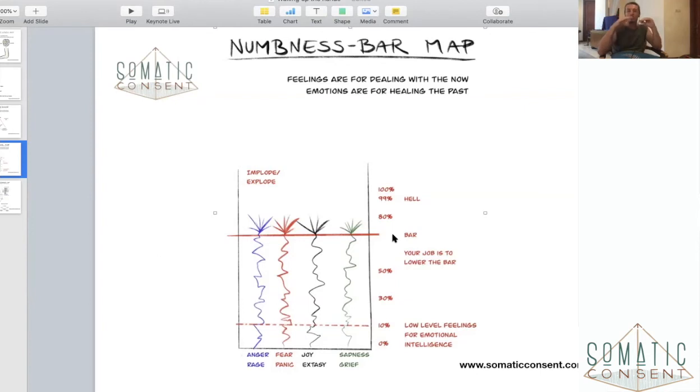So what will happen when you practice that for maybe 20, 30 days, your numbness bar will go down. So you will start feeling more, and not only the sensual pleasure, all your feelings will come online. So that means the more you level your numbness bar down to a low level of about up to 10%, you pretty immediately start feeling things when they occur in your body, on another level than trying to avoid feeling anything.